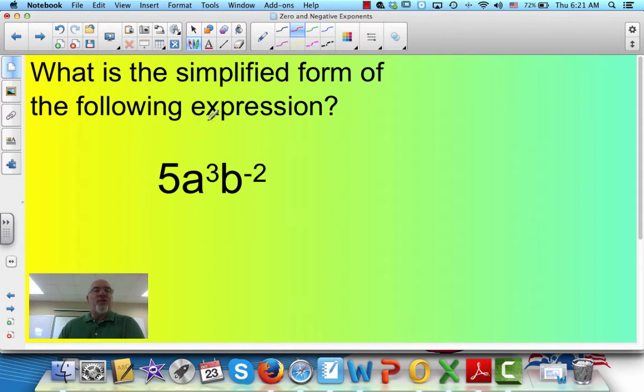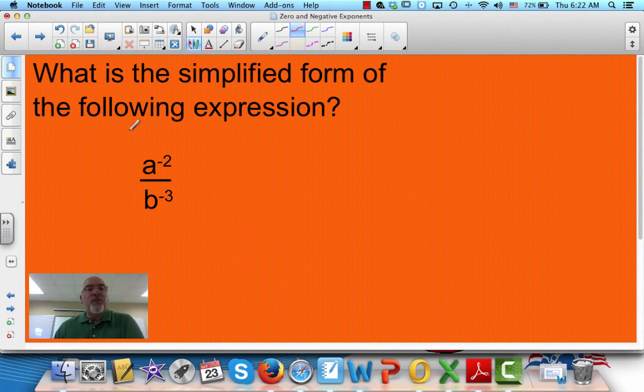What is the simplified form of the following expression? Okay, when we say simplified, we mean only positive exponents, okay? So this one is fine. It's 5 to the 1, so it stays there. 8 to the third, a to the third stays there because it's a positive exponent, but b to the negative 2 needs to go to the bottom. So this is going to be 5a to the third over b squared.